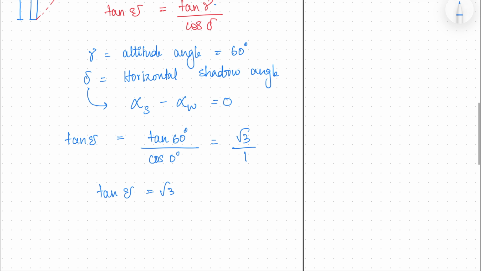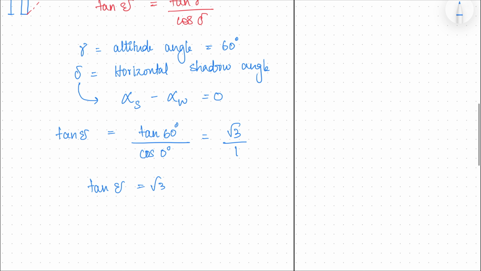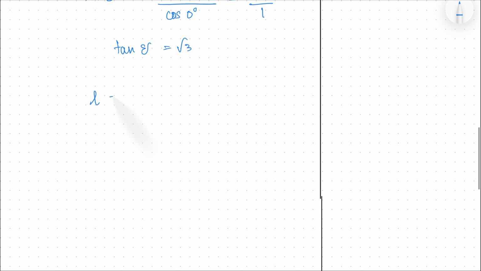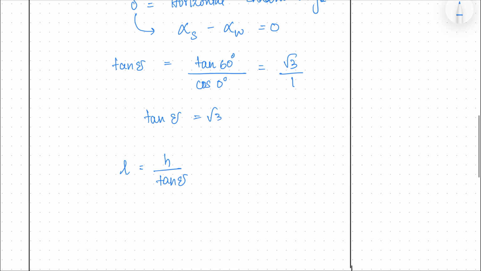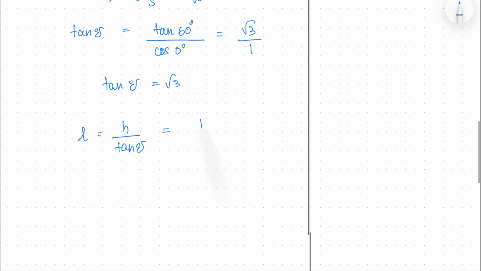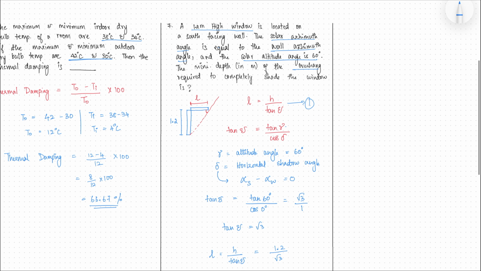Now let's substitute it in this formula and we'll find the length of the horizontal shading device. So your L is equal to H by tan epsilon, and they have given the H to be 1.2 meter, which is the height of the window. So 1.2 by root 3, and if you solve it, you'll have 0.693 meter, which is the depth or length of the overhang or horizontal shading device. And this is the last sum. I hope everything is clear.